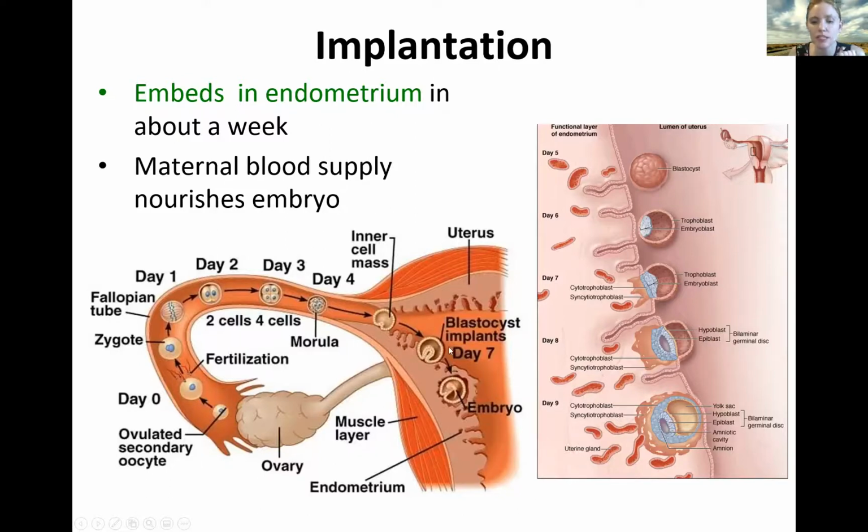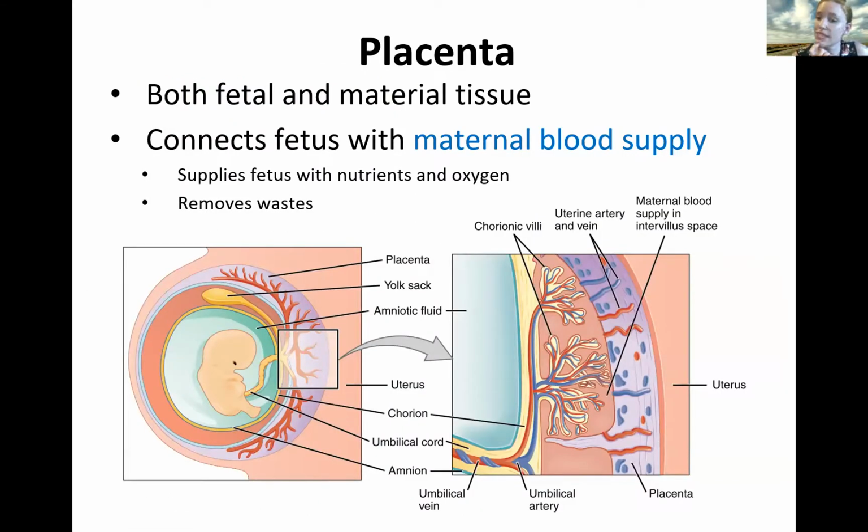That's the best place. And then once it embeds itself, the endometrium has glands and a lot of blood vessels in there that'll help nourish it until it can create the placenta. Now, the placenta is a mixture of maternal and fetal tissues. They kind of combine together. So we have the chorion from the fetus and the maternal endometrium kind of coming together and creating the placenta.